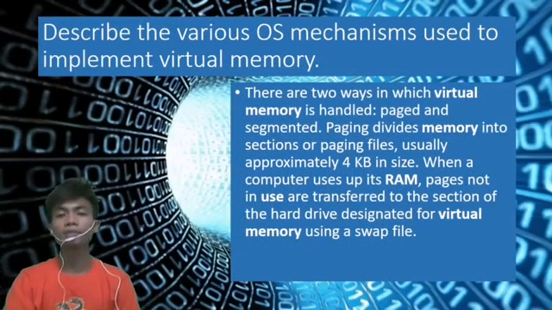Describe the various OS mechanisms used to implement virtual memory. There are two ways in which virtual memory is handled: paged and segmented. Paging divides memory into sections or paging files, usually approximately 1 kilobyte in size. When a computer runs out of RAM, pages not in use are transferred to the section of the hard drive designated for virtual memory, using a swap file.